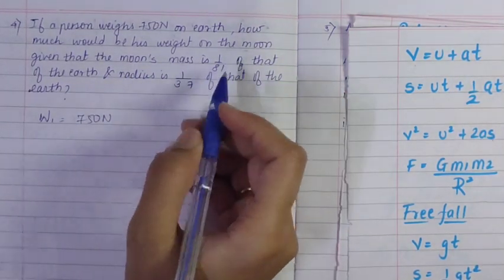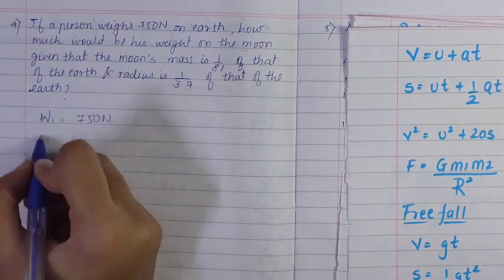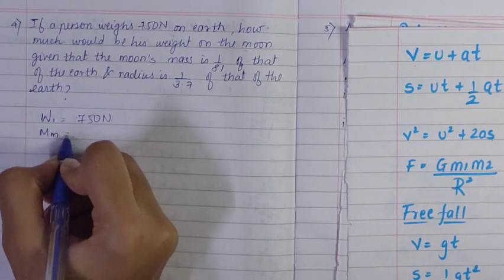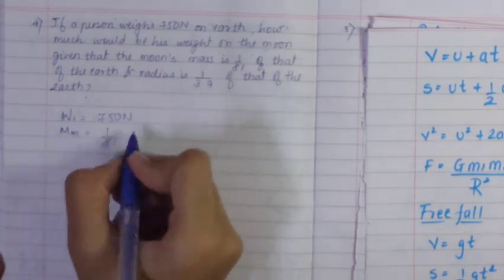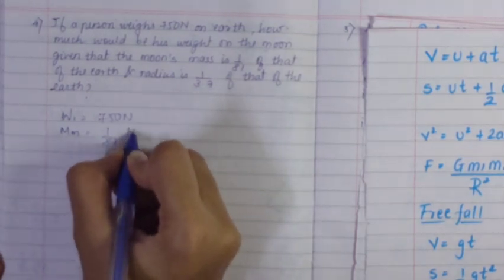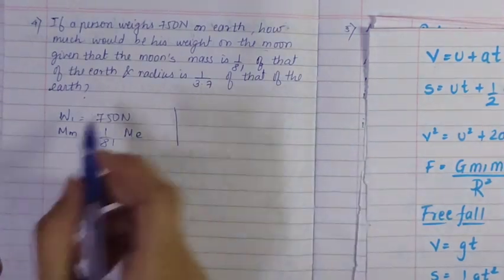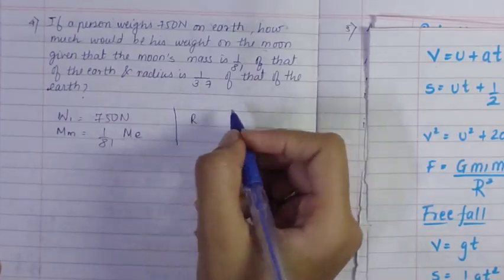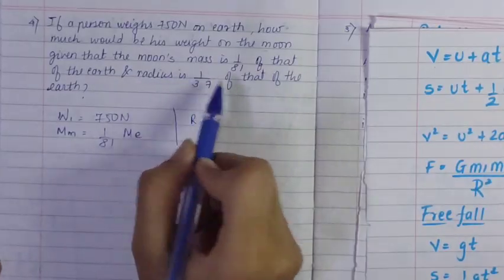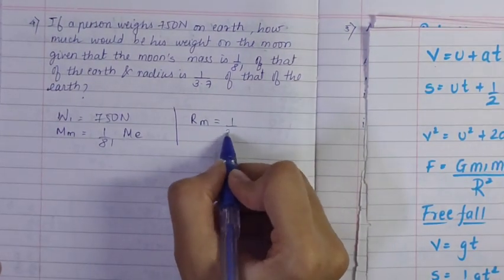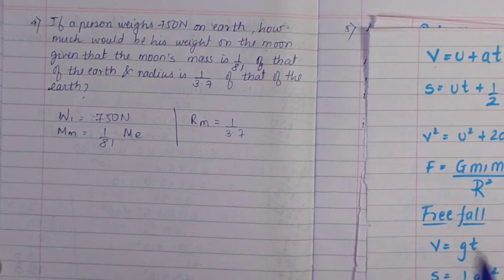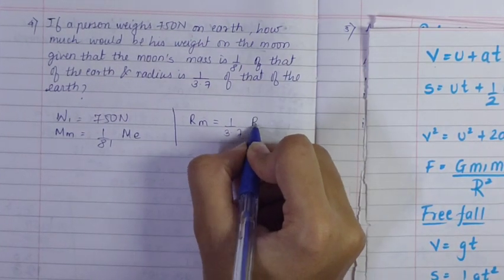They have given that the moon's mass is equal to 1 by 81 of that of the Earth. Okay, next, what have they given? The radius of the moon is equal to 1 by 3.7 of that of the Earth, so RE.